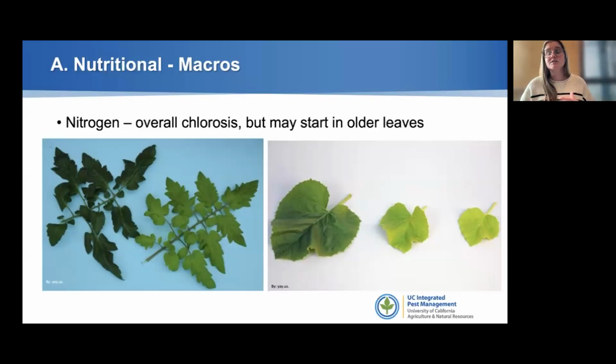And the chlorosis can just be paling depending on the severity. So you might just get plants that are less deep green and they're more of a yellow green. And that can point to a chance that you have low nitrogen.